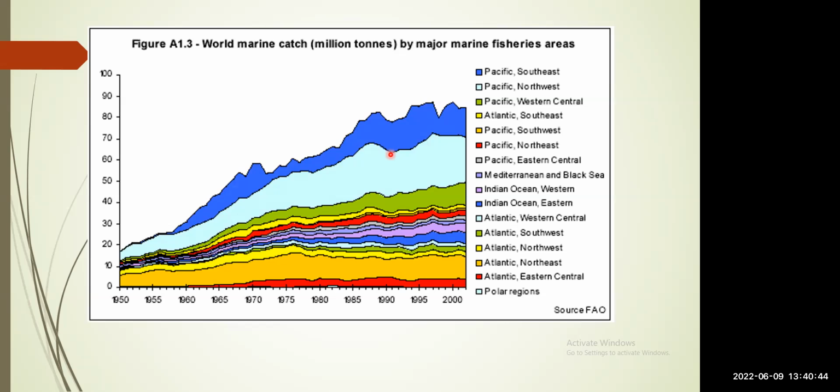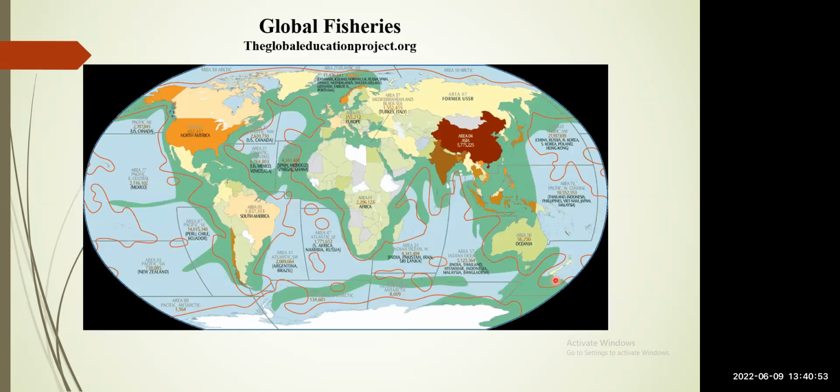And the lowest is the polar region, of course, where it will be very low, and also the Atlantic Eastern Central. This is the global fisheries data from this website. We have this one, so we can see the overall pattern of the fisheries as well.